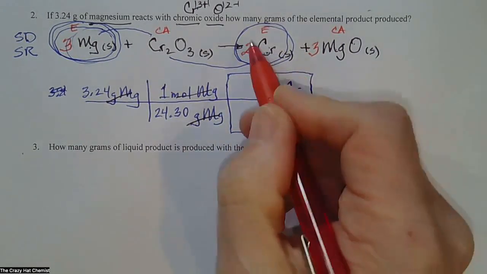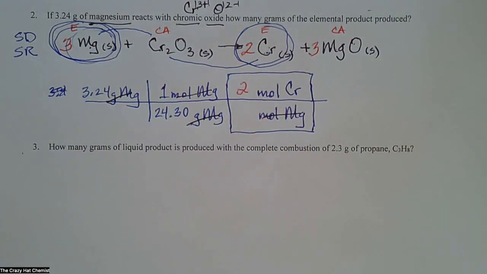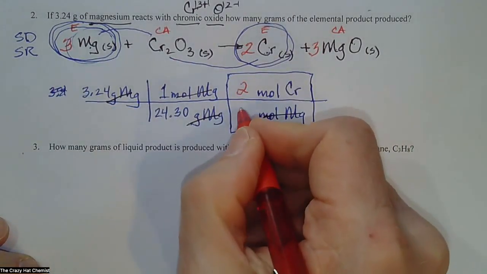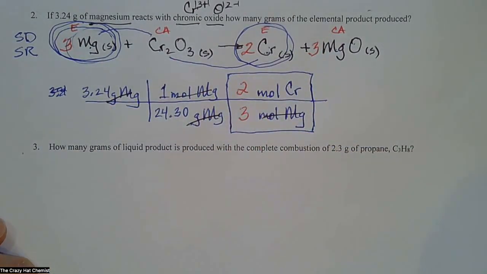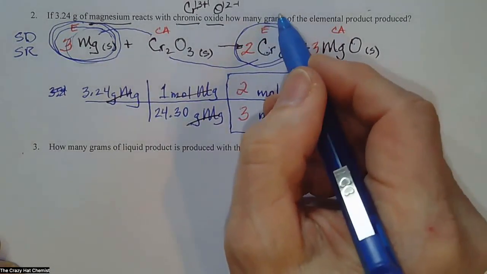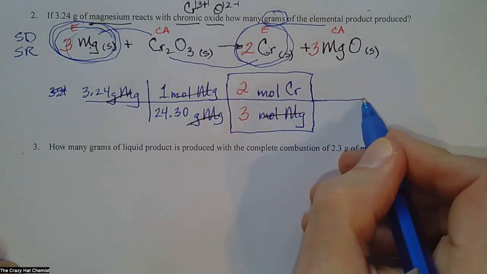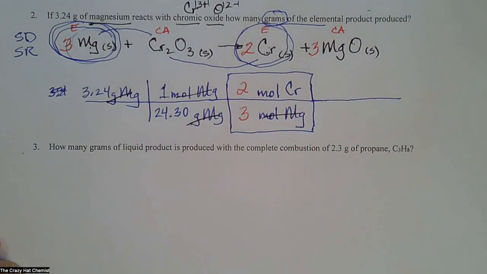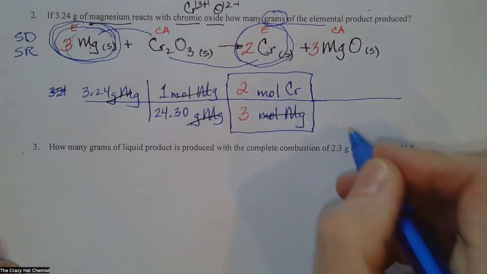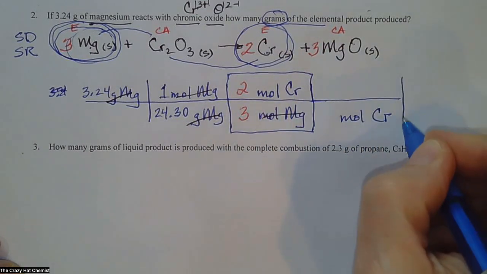So I have 2 in front of the chromium. And then 3 in front of the magnesium. And then it says grams of elemental product. So I need to push this one more step here to grams of elemental product. So this is moles of chromium. I'm going to have moles of chromium here down in the denominator.